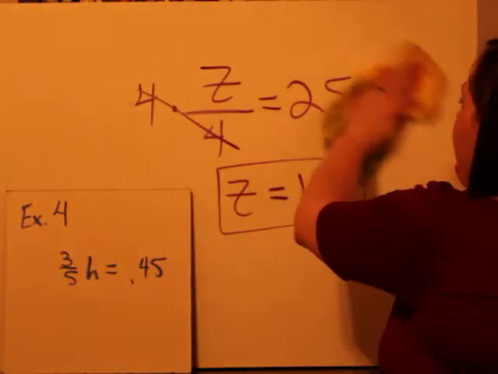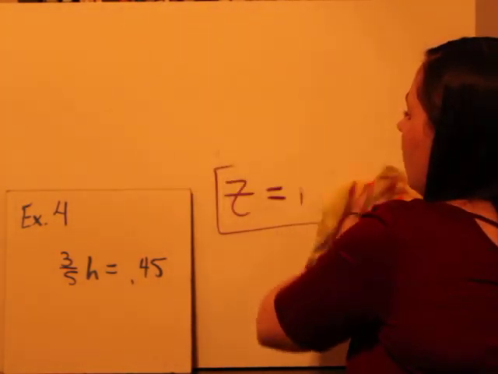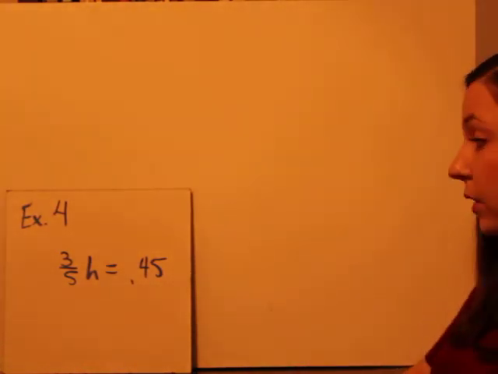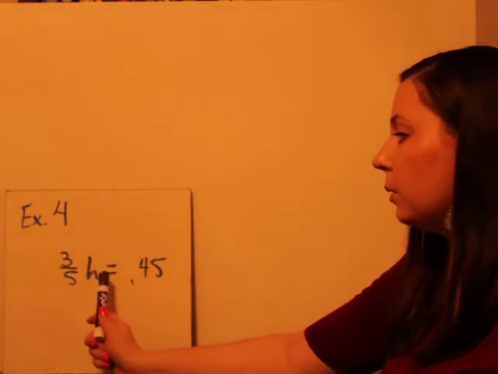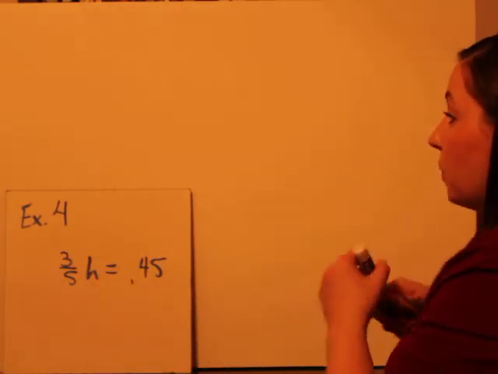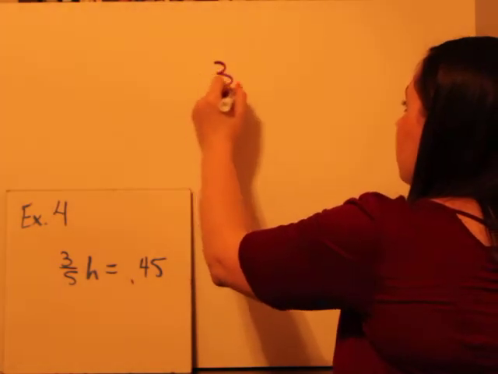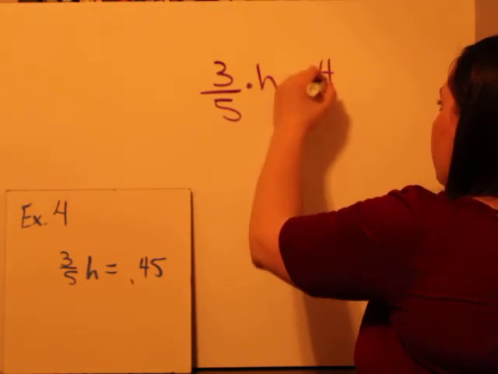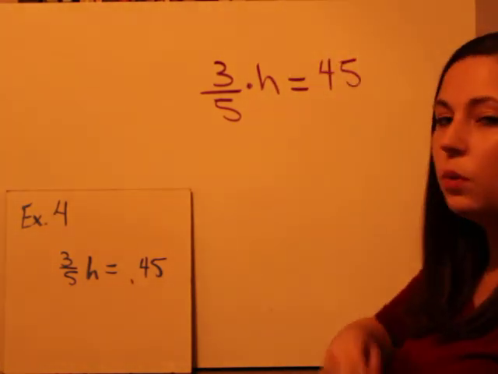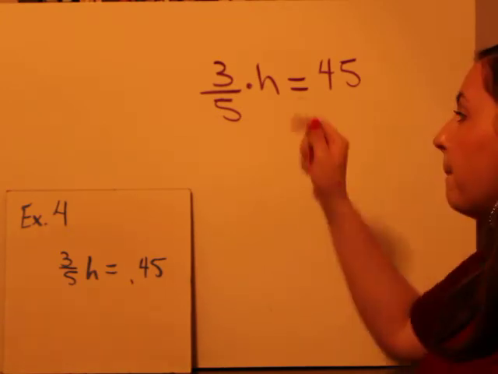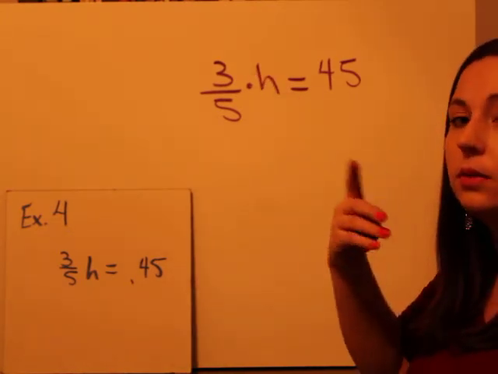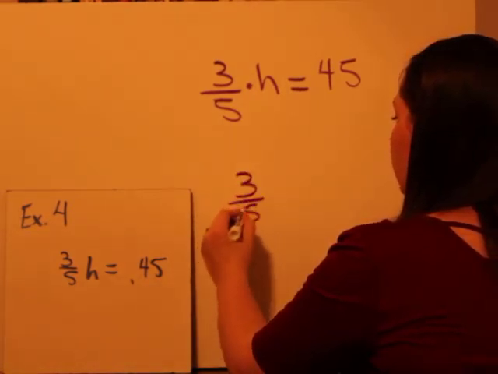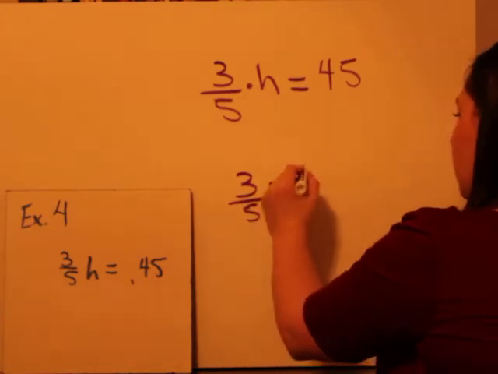Okay, example 4. This one's a little different in that we have a fraction as our coefficient. Remember, your coefficient is the number that the variable is being multiplied by. So we have 3/5 times h, and that's going to be equal to 45. Now we want to get rid of multiplying by 3/5 by dividing by 3/5.